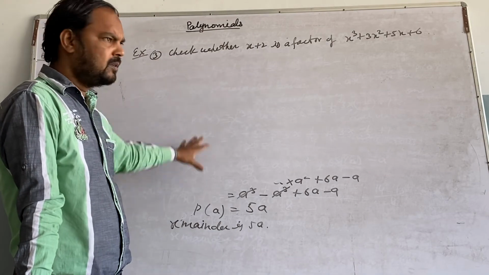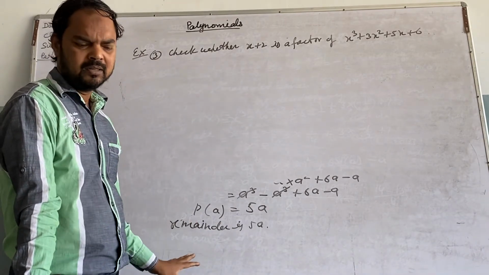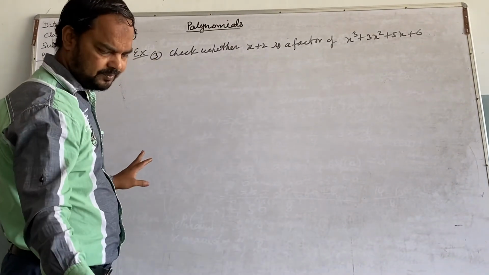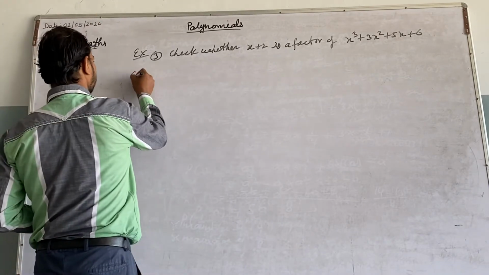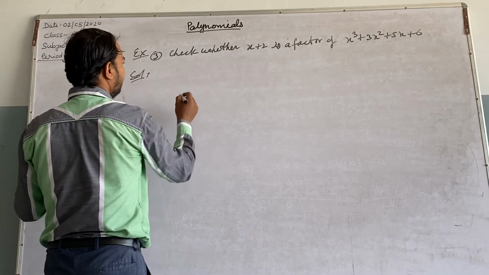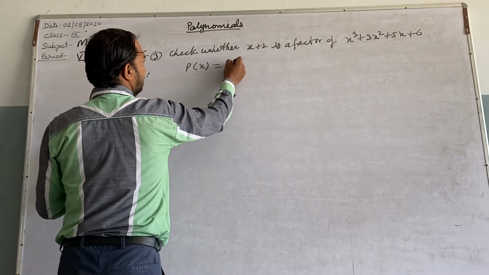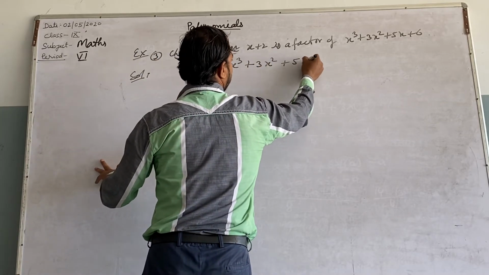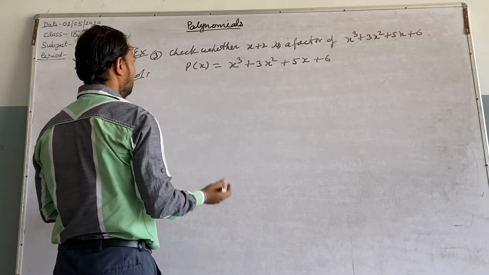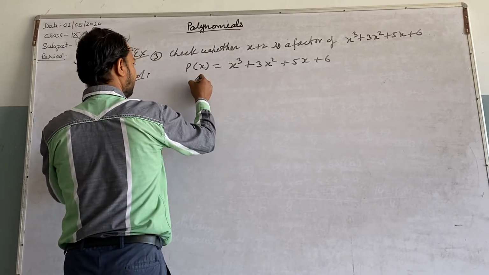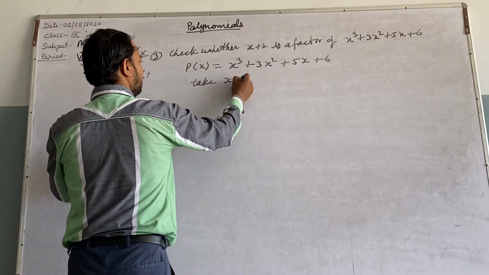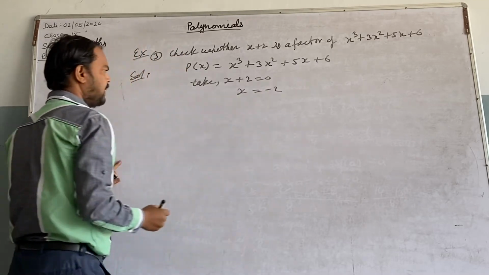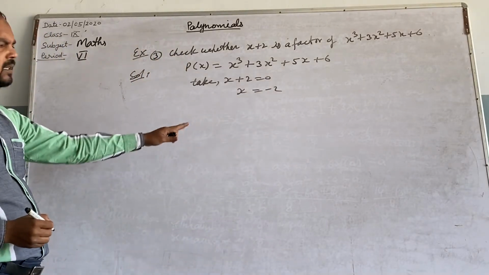So how can we check? Find the remainder, just like the remainder theorem here. To find the remainder, solve. Polynomial is x cube plus 3x square plus 5x plus 6, right? Similarly, like the previous question, take x plus 2 equal to 0. This will give you x equal to minus 2, right? Plus 2 transfer there and gets minus 2.